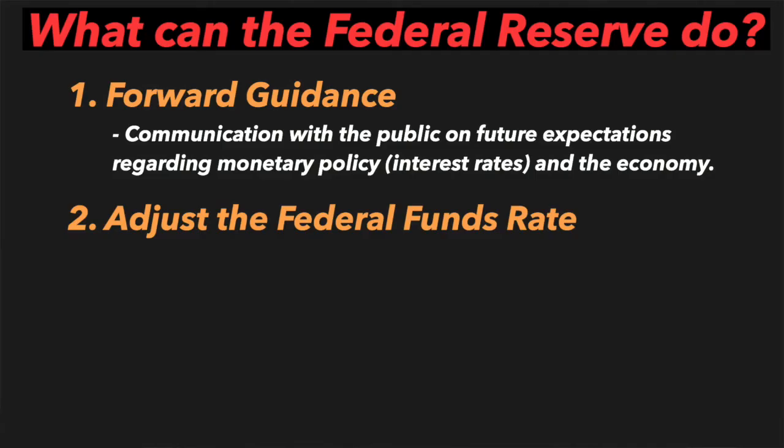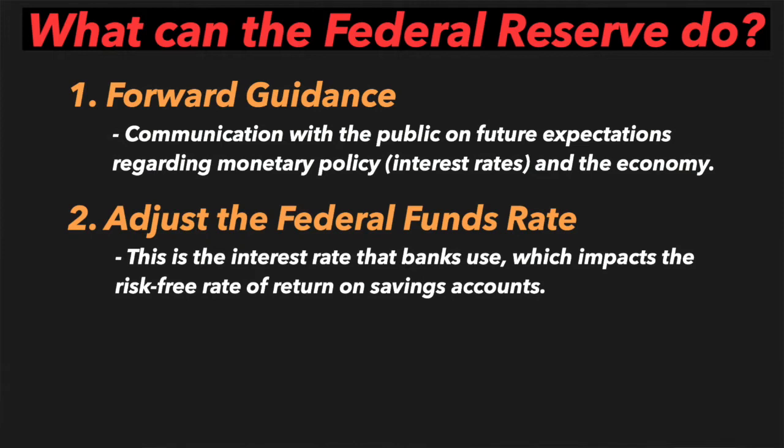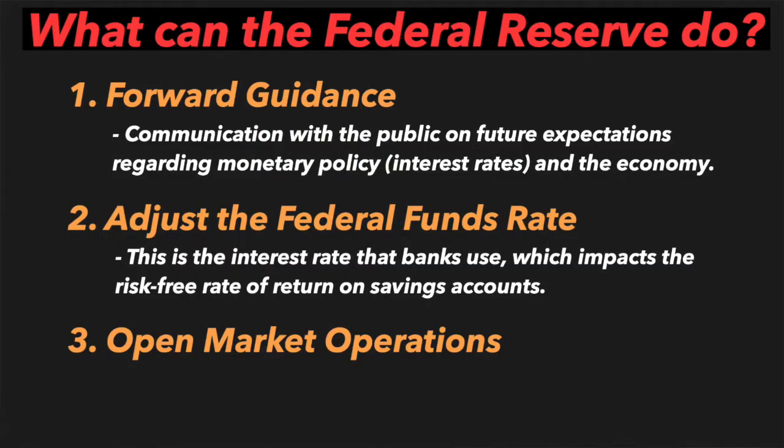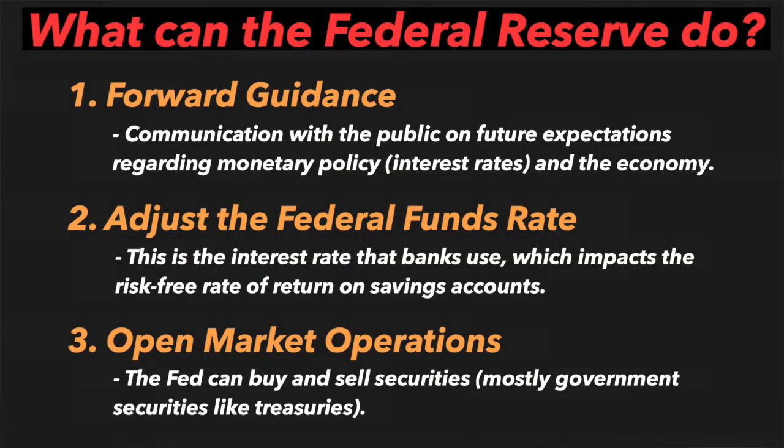This can impact the actions and decisions of people, investors, and businesses based upon the expectations and the information shared by the Fed. The second thing that the Federal Reserve can do is adjust the federal funds rate, or interest rates. This is the interest rate that banks charge other banks for borrowing money. And it's also the same interest rate that applies to most US savings accounts. The third tool that the Federal Reserve has is the ability to engage in open market operations. And this basically just means that they can buy and they can sell things, especially in the bond market.